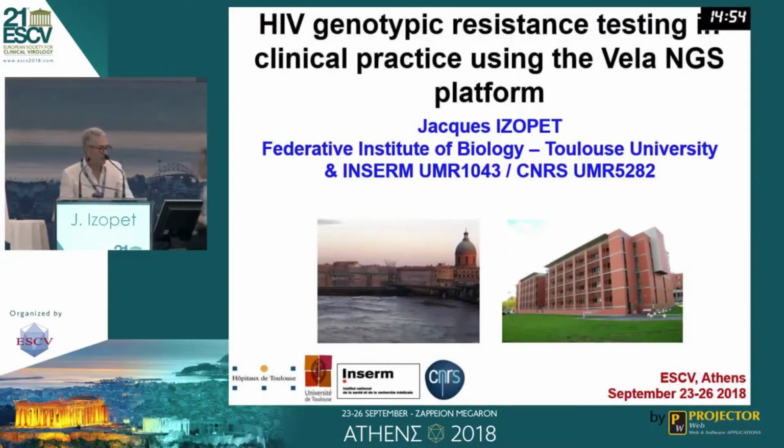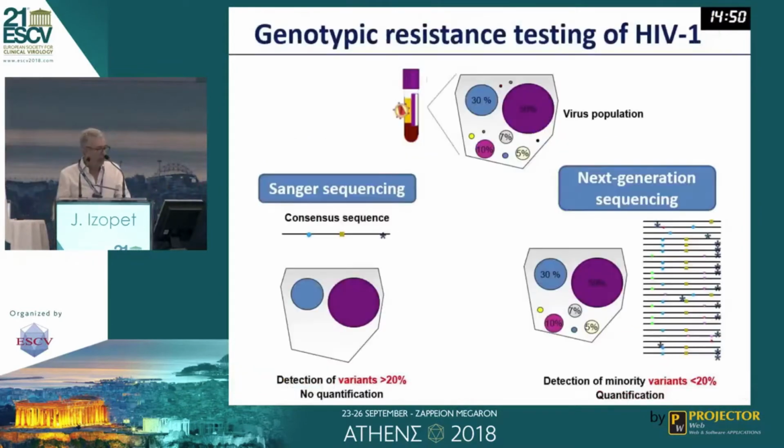HIV genotypic resistance testing relies either on Sanger sequencing or next generation sequencing. Sanger sequencing determines the consensus sequence, but only variants representing more than 20% can be detected, and there is no quantification.